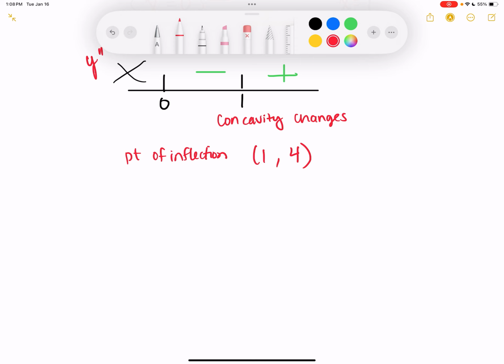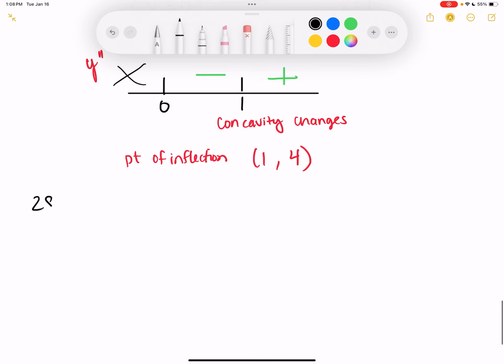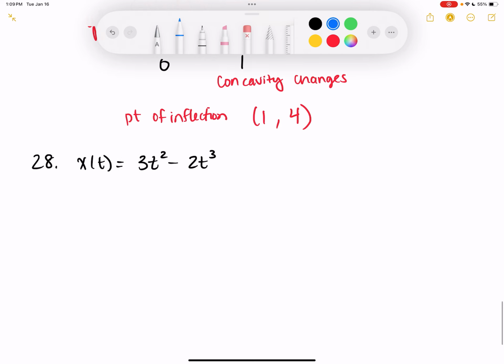So let's look at one of those. Let's look at 28. x of t is equal to 3t squared minus 2t cubed. All right, so we need to find the velocity and find the acceleration. I'm going to probably do velocity and finish out with the first derivative and its sign chart, and then take the second derivative and do that sign chart, just to keep things flowing a little nicer, or I might do them side by side.